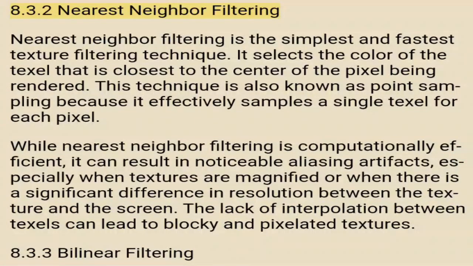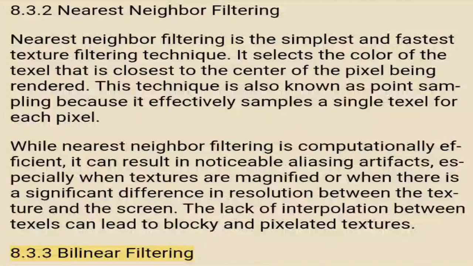8.3.2 Nearest neighbor filtering. Nearest neighbor filtering is the simplest and fastest texture filtering technique. It selects the color of the texel that is closest to the center of the pixel being rendered. This technique is also known as point sampling because it effectively samples a single texel for each pixel. While nearest neighbor filtering is computationally efficient, it can result in noticeable aliasing artifacts, especially when textures are magnified or when there is a significant difference in resolution between the texture and the screen. The lack of interpolation between texels can lead to blocky and pixelated textures.